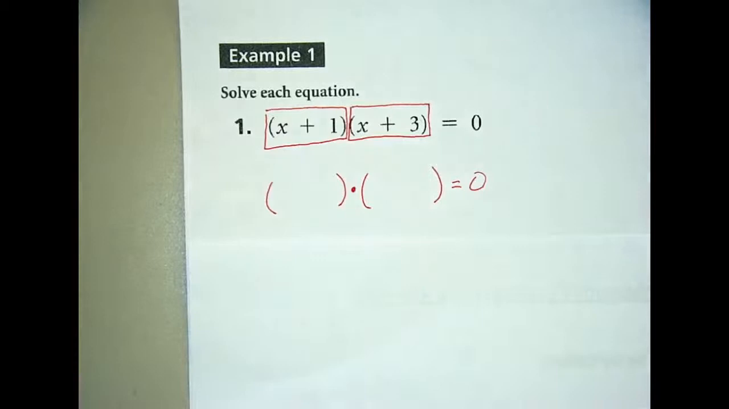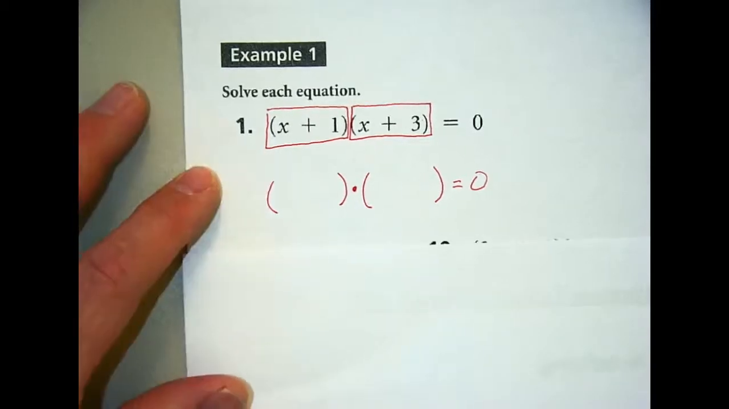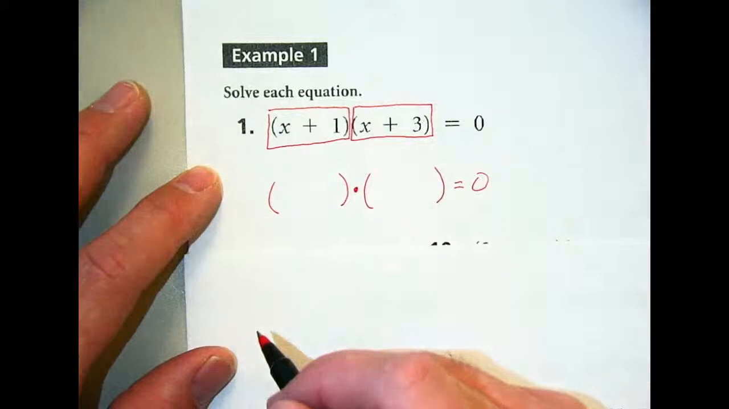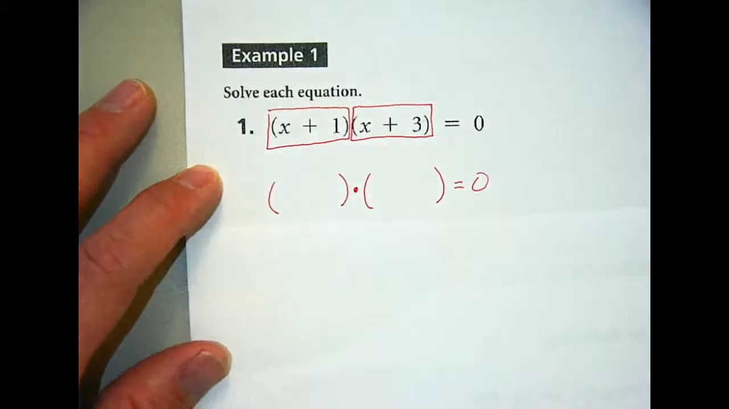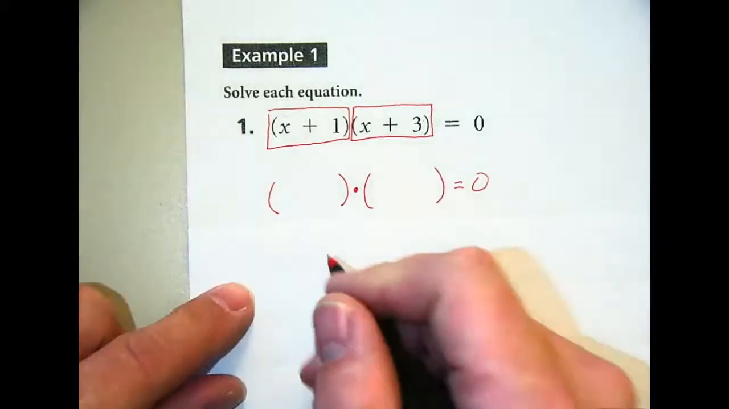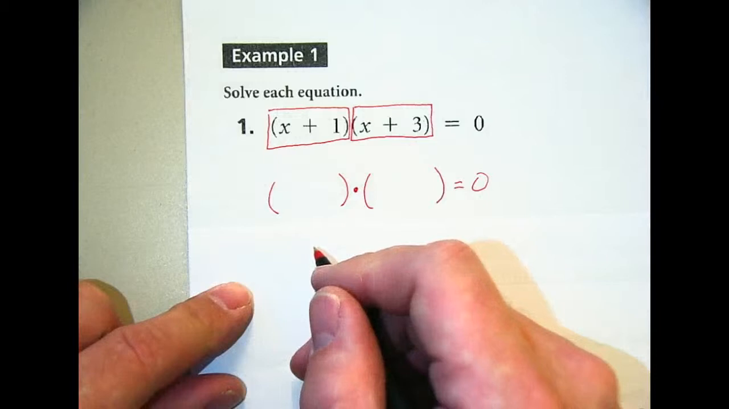Work together on it. Okay? Wrap up discussion. Anyone have an idea? TT? TT says x has to be -1 or -3. Can you tell me why x would have to be -1? Because if you do -1 plus 1 equals 0, then anything times 0 is 0.